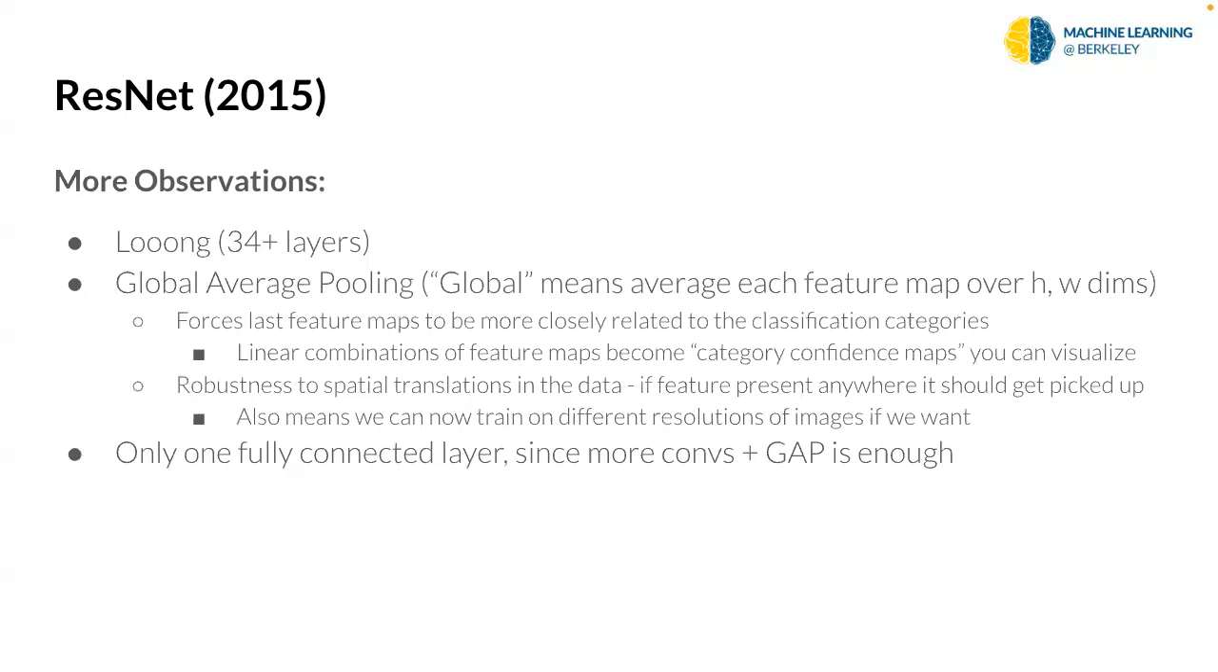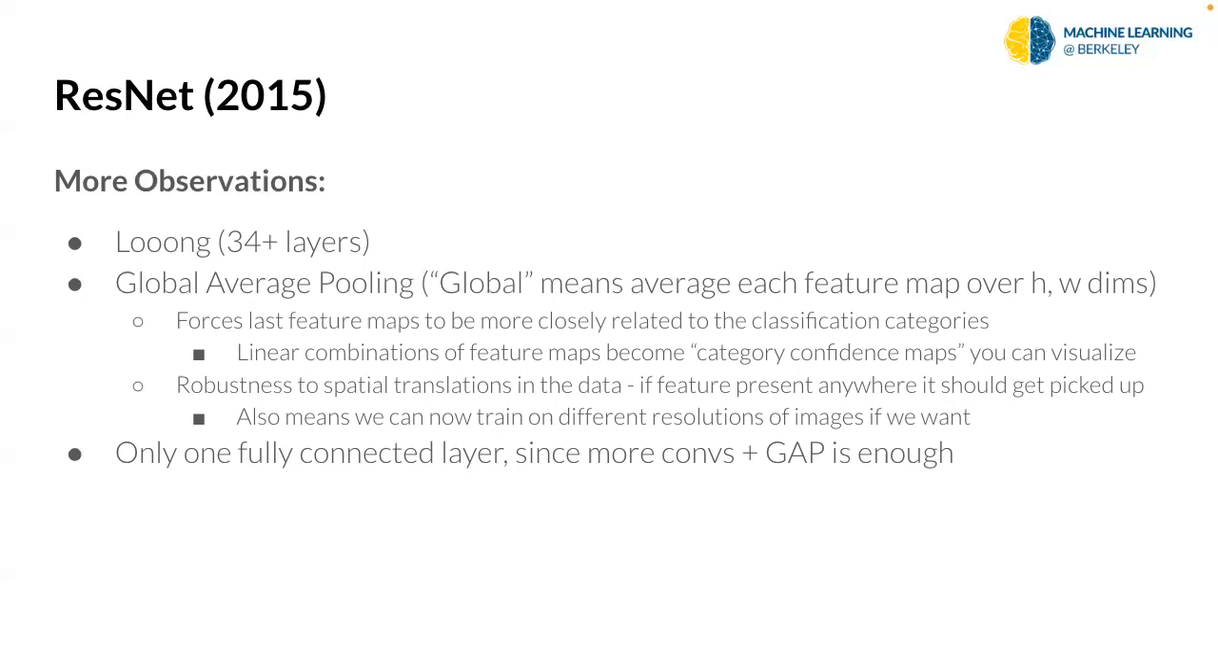By not having more linear layers after it, our convolutional featurizer is going to learn actually relevant features. Linear combinations of feature maps become category confidence maps, which you can actually visualize. And this also makes the network robust to spatial transformations. If a feature is present anywhere in the network, it's going to get picked up in the average pool.